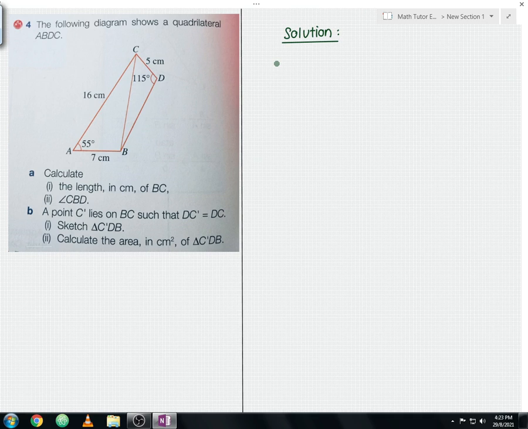Now I'll be discussing Form 4 Additional Mathematics Chapter 9 Solution of Triangles HOTS question example 4.